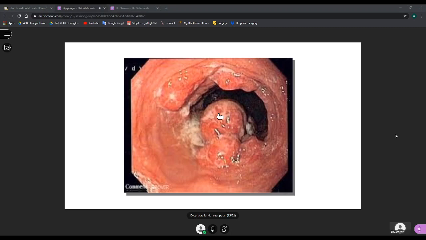So characteristically, the pattern of dysphagia in patients with esophageal cancer is that it starts first for solids. The patient will tell you it was easier for me to swallow fluid rather than solid diet. However, when the tumor enlarges, it can eventually obstruct the whole lumen, and at that time it will be difficult for the patient to swallow both solid and fluid.